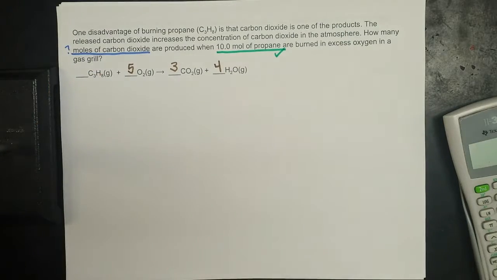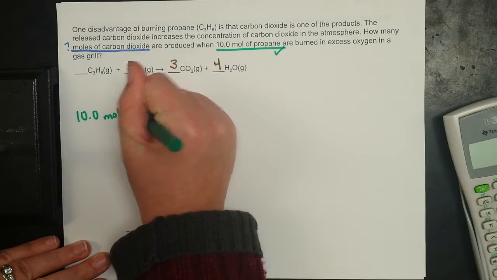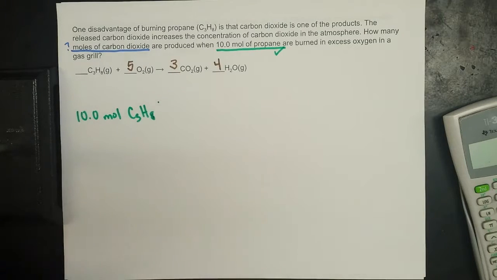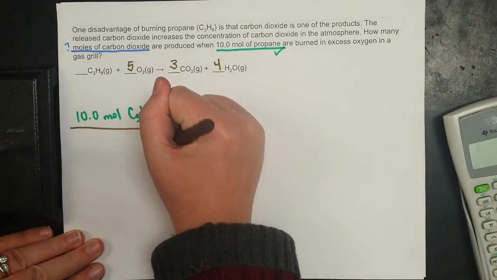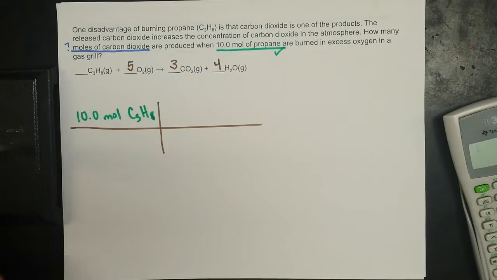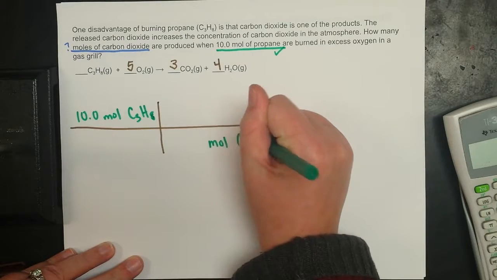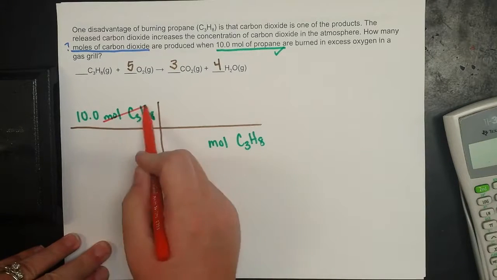Okay. So I'm going to start with what I know. 10 moles of propane, which is that C3H8. Okay. All right, and I don't want to talk about moles of propane anymore. So I'm going to go ahead and set up a dimensional analysis problem. Because I'm trying to get out of moles of propane, I will put moles of propane on the bottom, or in the denominator. Okay, and that way I see that my moles of propane cancel.